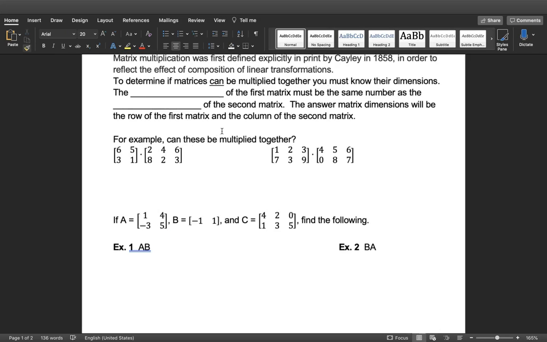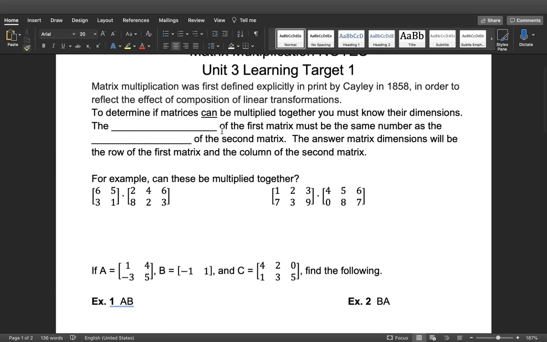All right, guys, here we go. A little review of yesterday. Matrix multiplication was first defined explicitly in print by Cayley in 1858 in order to reflect the effect of composition of linear transformations. So, to determine if matrices can be multiplied together, you must know their dimensions. We talked about this yesterday.